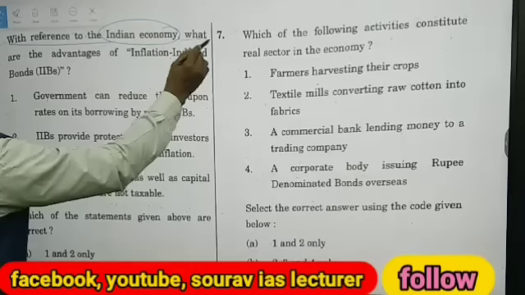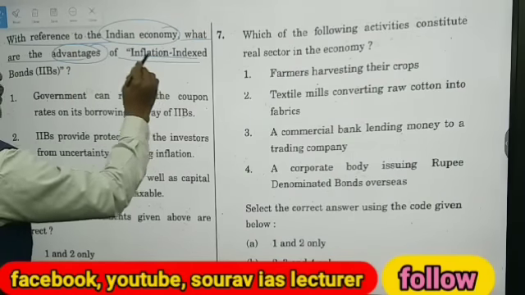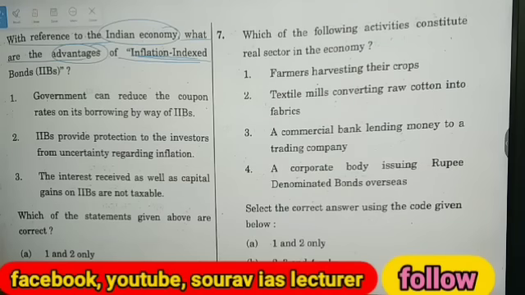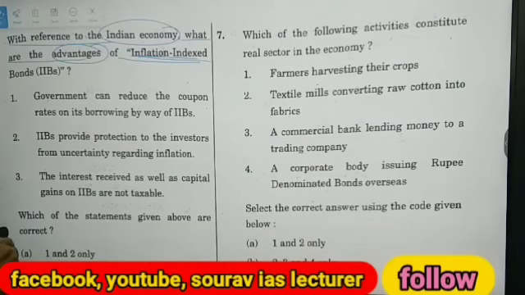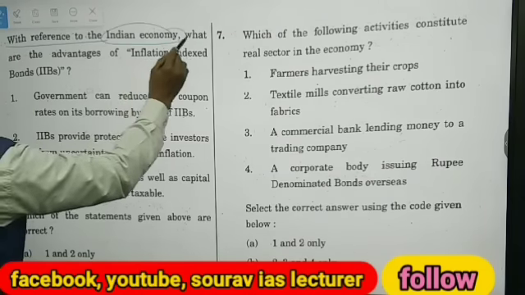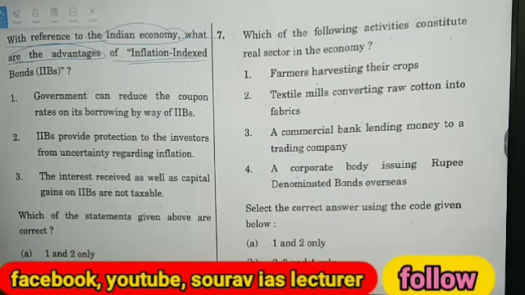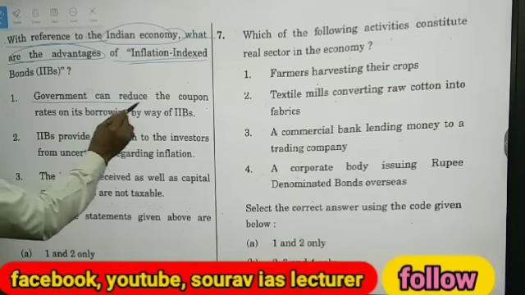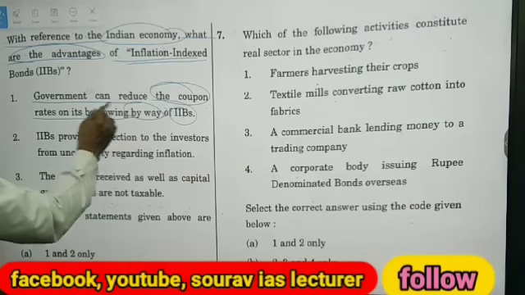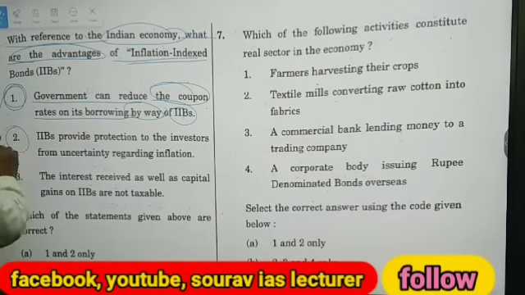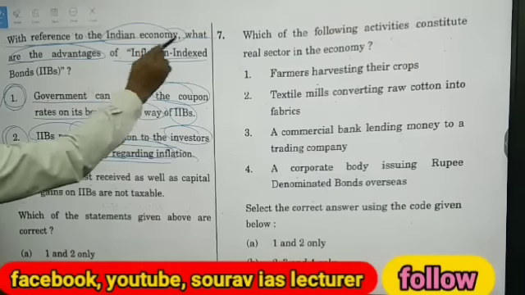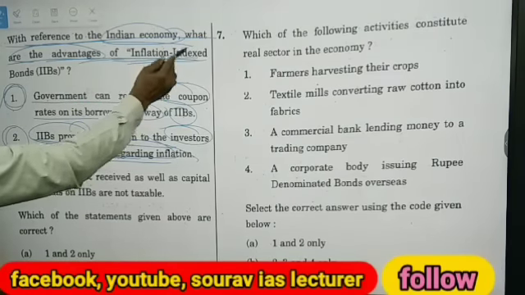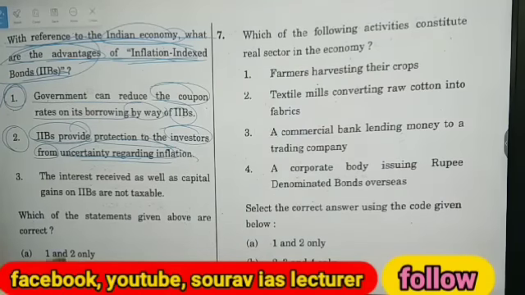With reference to the Indian economy, what are the advantages of Inflation Indexed Bonds, IIB? One, the government can reduce the coupon rate on borrowing by way of IIB. Two, IIB provide protection to the investor from uncertainty regarding inflation. Correct answer A.